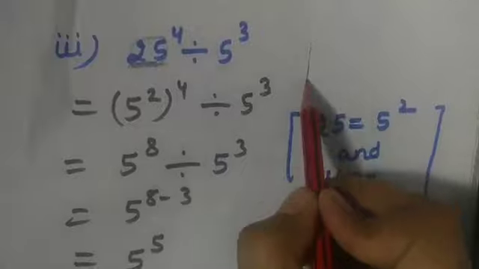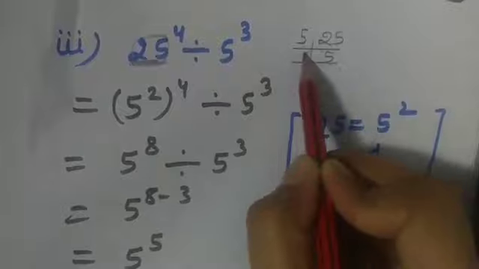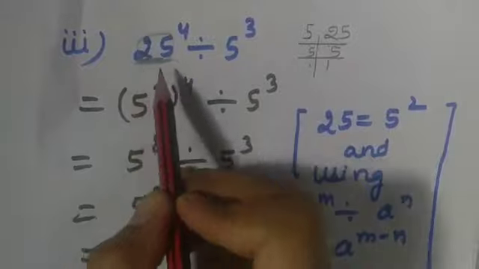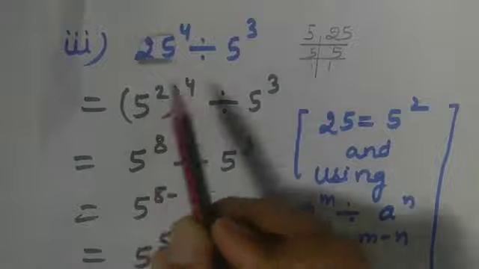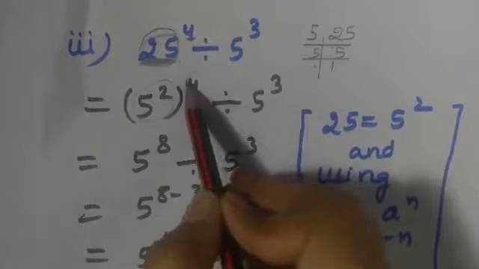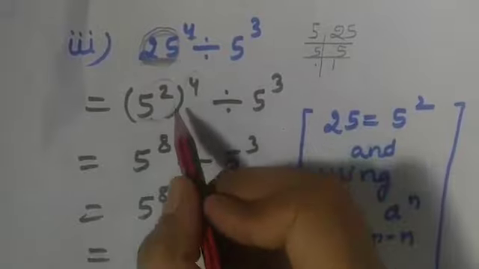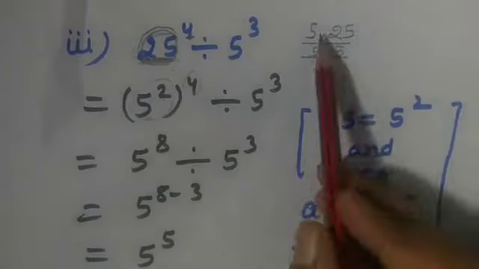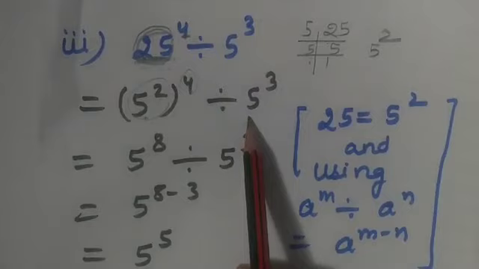25, for that I have to take the prime factorization of 25. So it gets divided by 5. So it will be 5 into 5 and 5 into 5 can be written as 5 raised to the power 2. So it means in place of 25 I can write 5 raised to the power 2. This is only in place of 25. This power 4 remains same, only I have replaced 25 with 5 raised to the power 2 because 25 is equal to 5 into 5 and 5 into 5 can be written as 5 raised to the power 2. Okay, divided by 5 raised to the power 3.